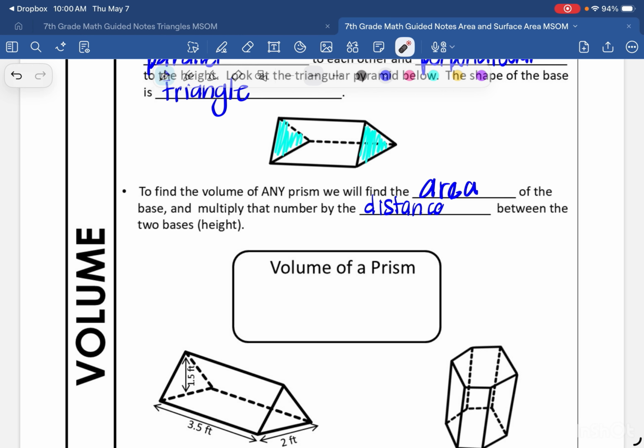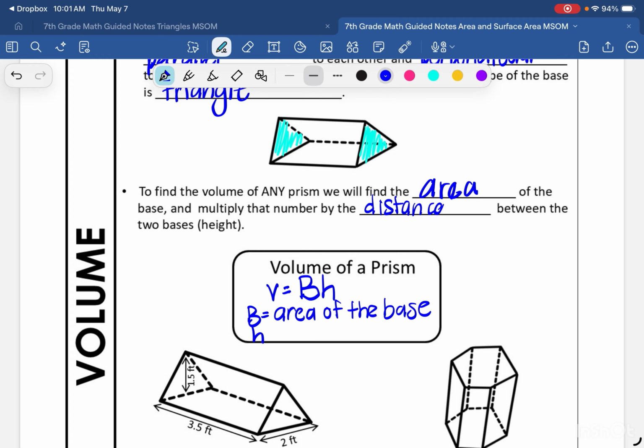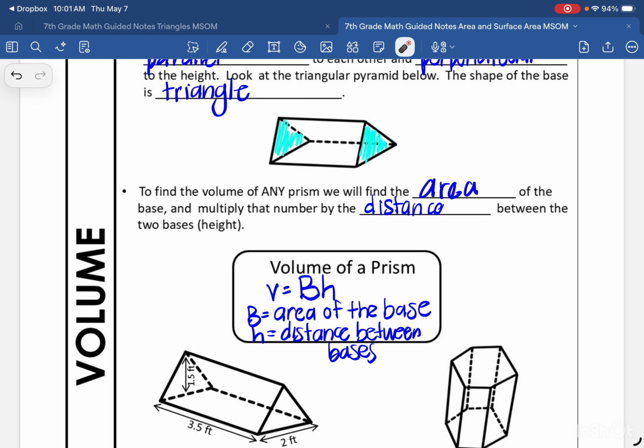Okay, so we're going to find the area of the base and multiply it by the distance between the bases, which is the same as the height. So to write that down, I'm going to write V equals, and I'm going to write a capital B, and the capital B represents the area of the base. The H represents the distance between the bases. Now, H can be thought of as height, although that may get confusing because, for example, on this one right here, the height would be this. And sometimes we think of height as a vertical distance, but it's not always. So it's just the distance between the bases right there.